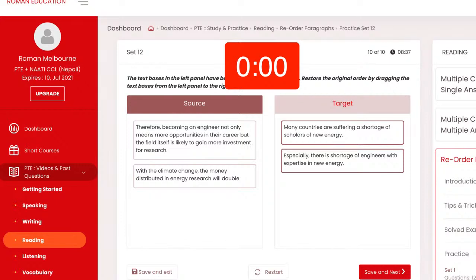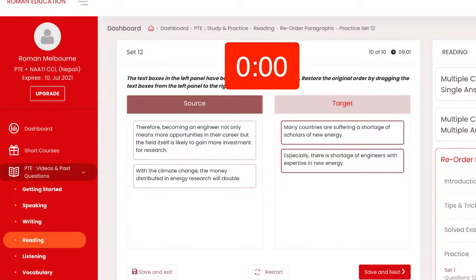Now you have to think, could this sentence starting with therefore be the last sentence or not? Could this be the conclusion or not? And in order to do that, what you simply do is you just read and try to find out. One thing that you need to do is you have to make sure that you are not spending too much time on reorder paragraphs questions.